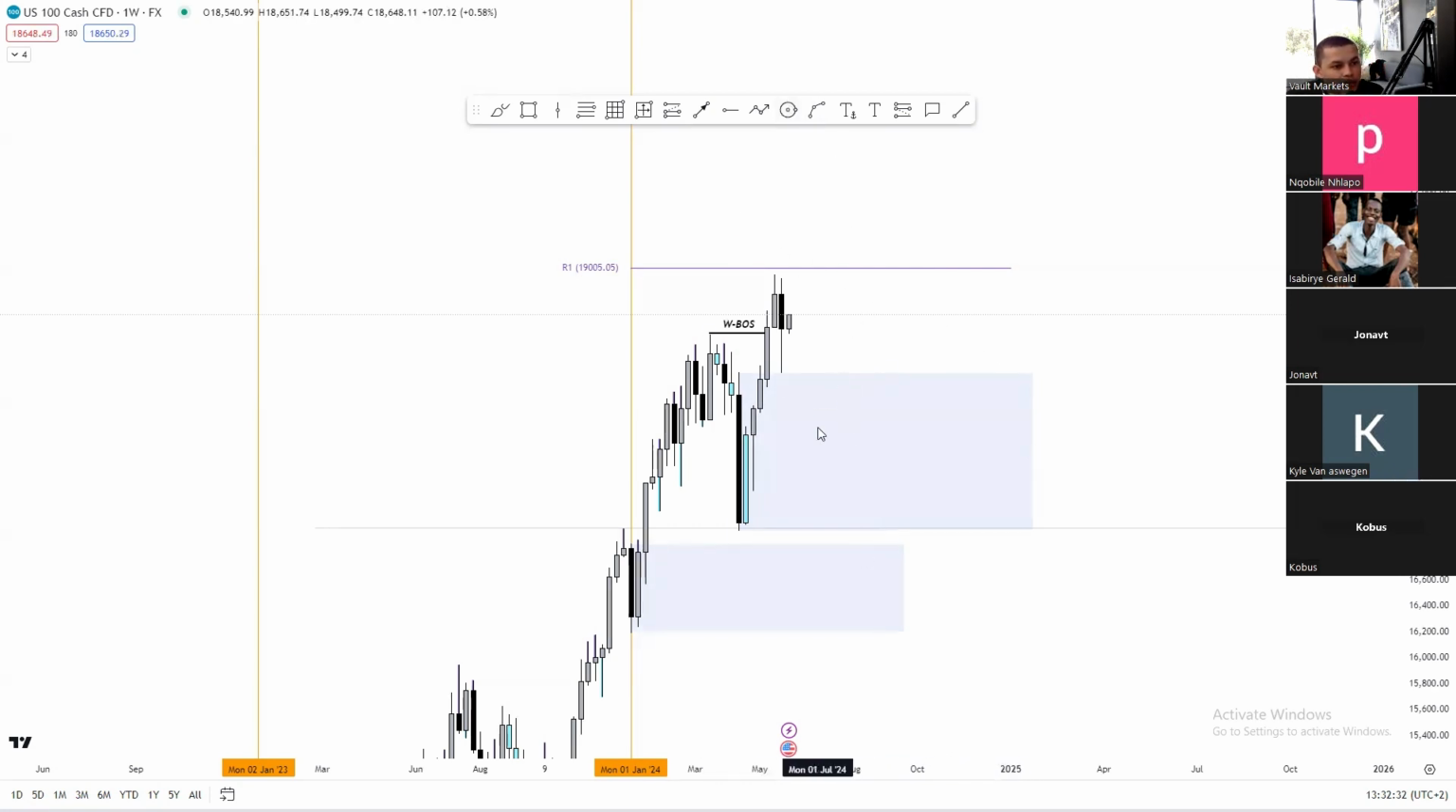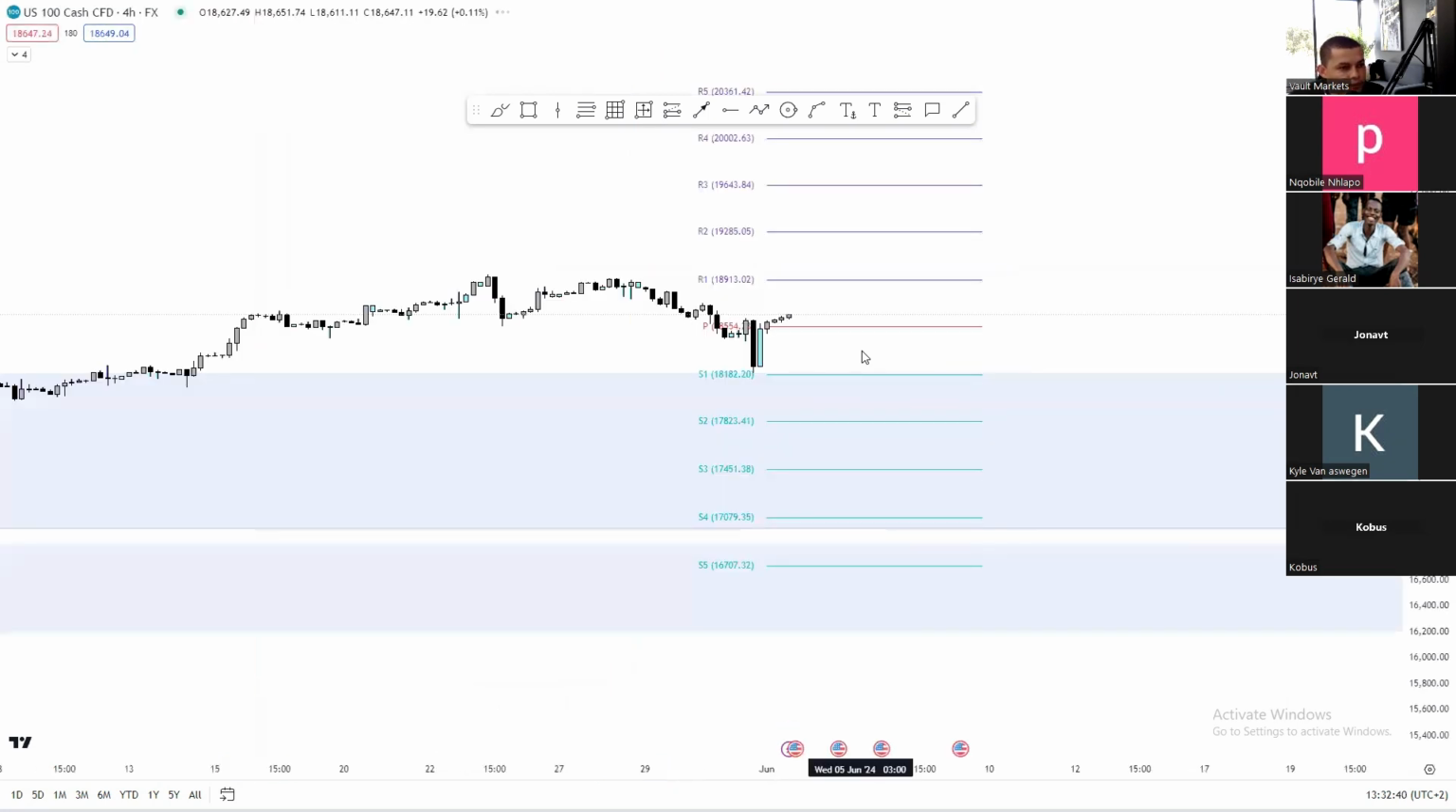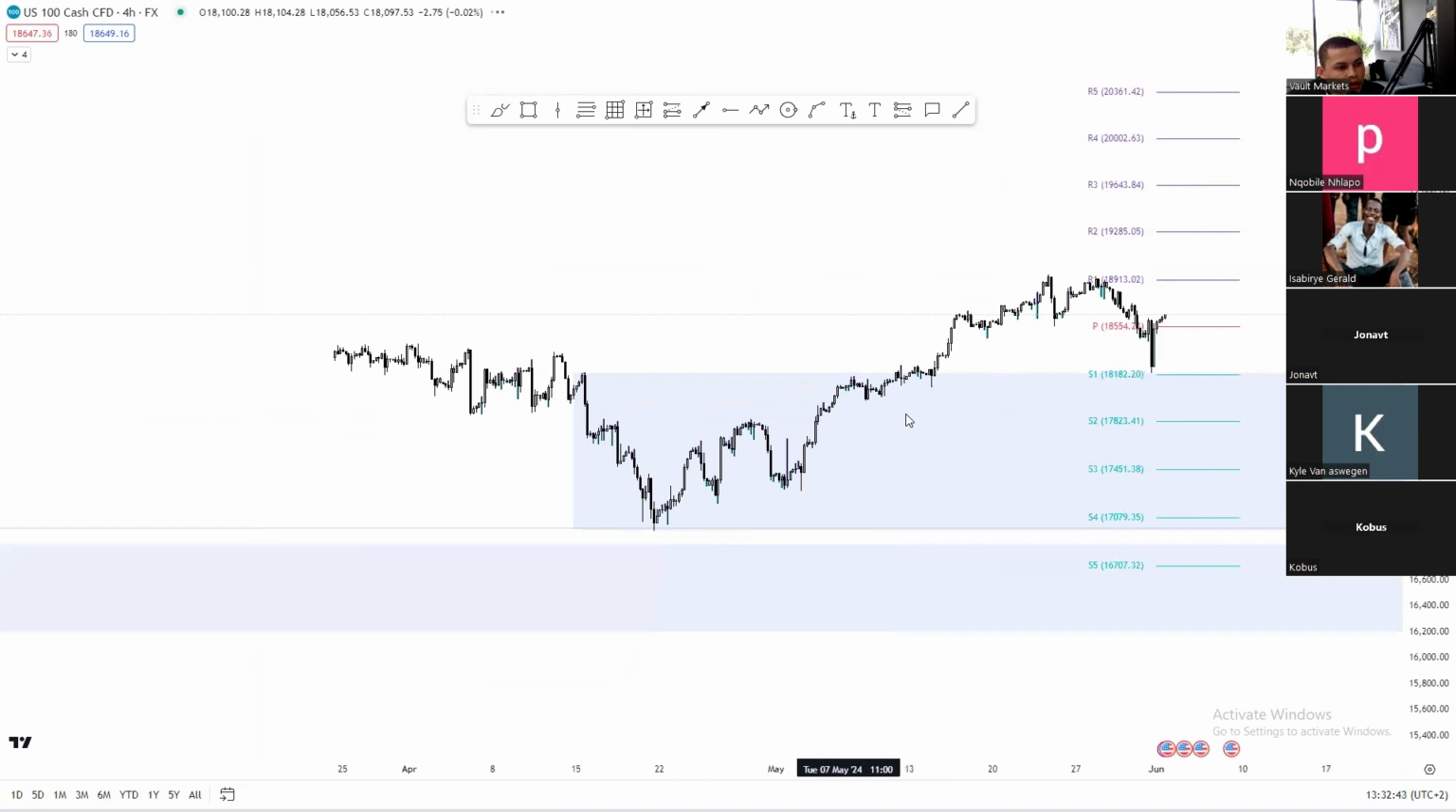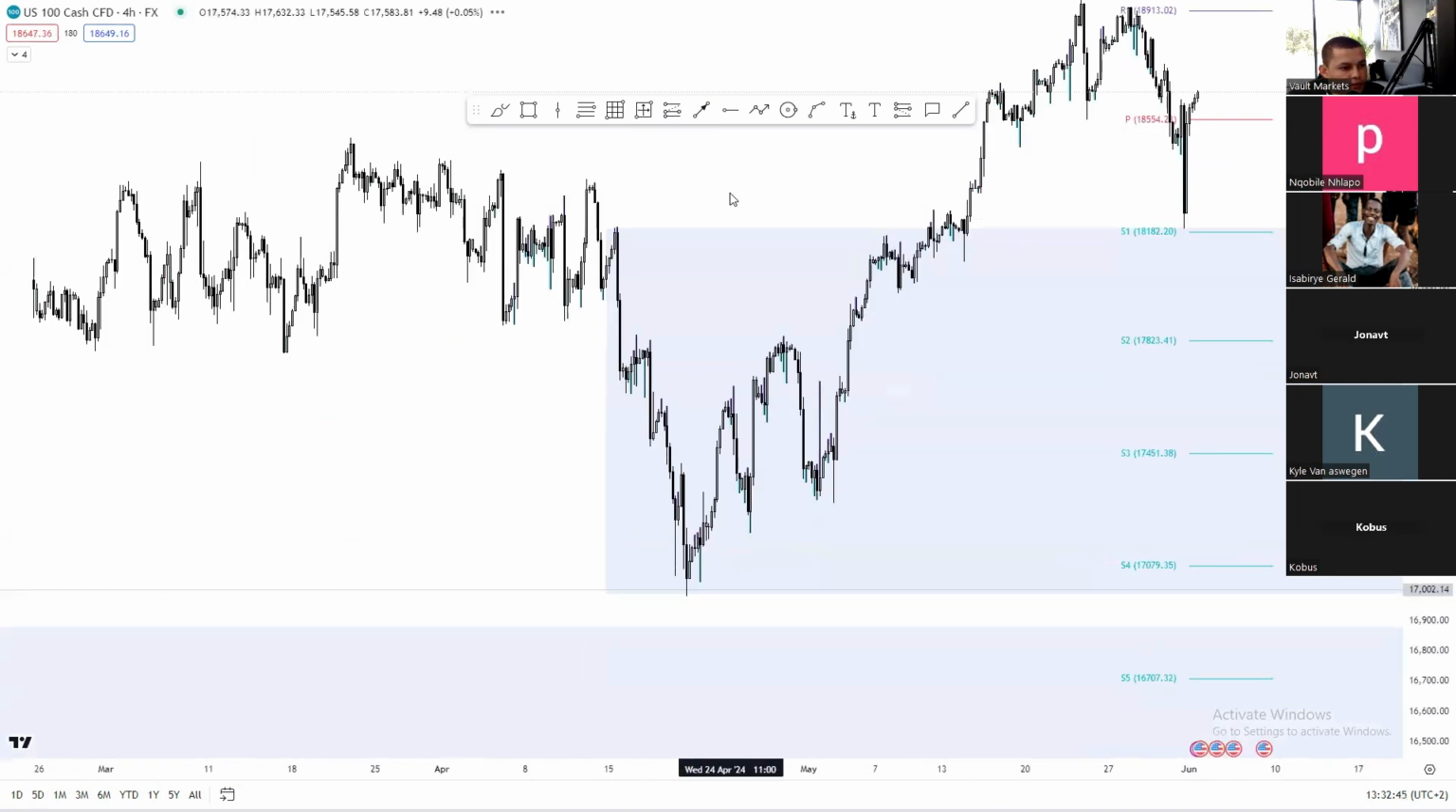It's obviously a massive zone. I mean, you don't want to be entering on a spot like this and have a massive stop loss. So what I then do is go and refine that zone. I go to my 4 hour, or you go to your daily. It all depends on how you want to do it.